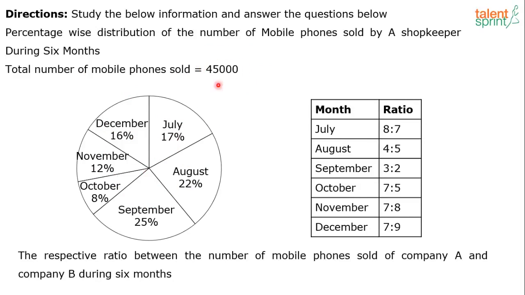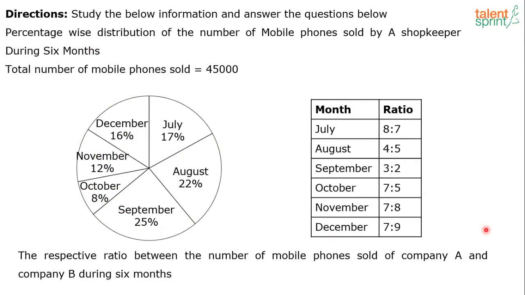So basically 45,000 mobile phones have been sold over 6 months. Here's the breakup: 17% of these phones, which means 17% of 45,000 phones were sold in July, 22% were sold in August, 25% were sold in September, and so on. If you add up all these percentages, it should give you 100. See, this is the distribution of the total mobile phones, right? So total 100%. So 17 and 22, 39 and 25 is 64 and 8, 72 and 12 is 84 and 16 is 100. Yeah. So 100%. That 100% has been split across 6 months.